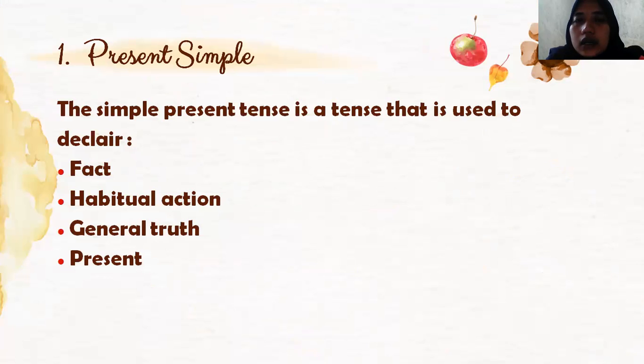Number one is the definition of present simple. The simple present tense is a tense that is used to declare facts, habitual actions, general truths, and the present. Simple present tense is used to talk about something general, something that always happens repeatedly. The simple present tense is the tense that is most often used in everyday life.